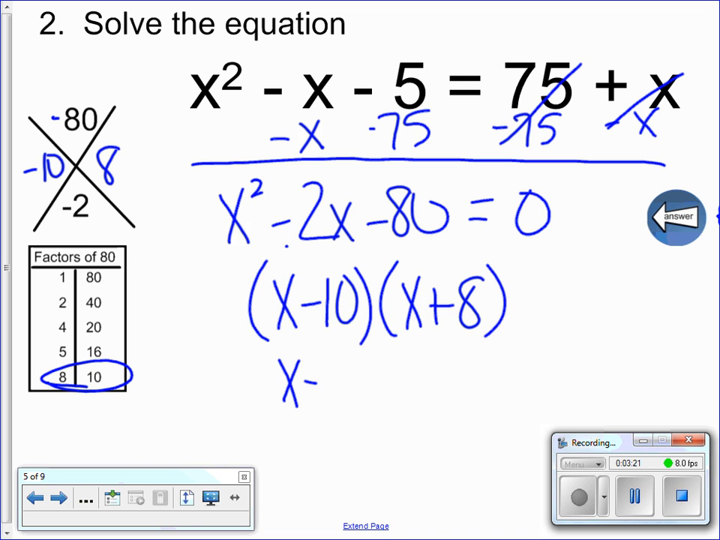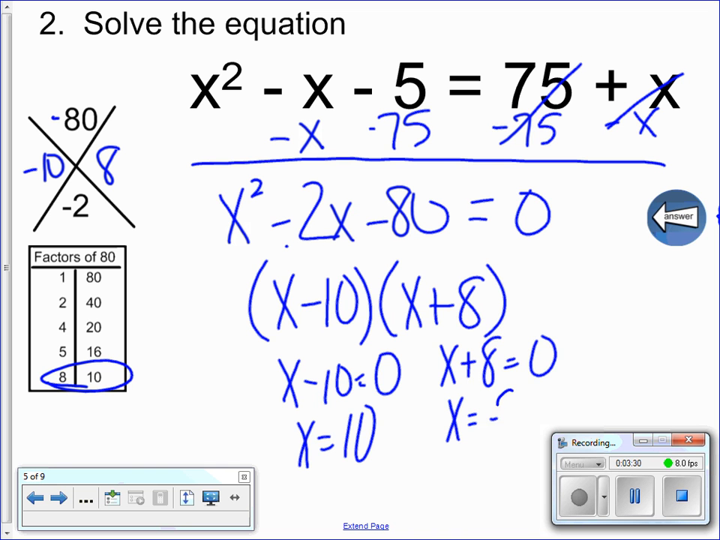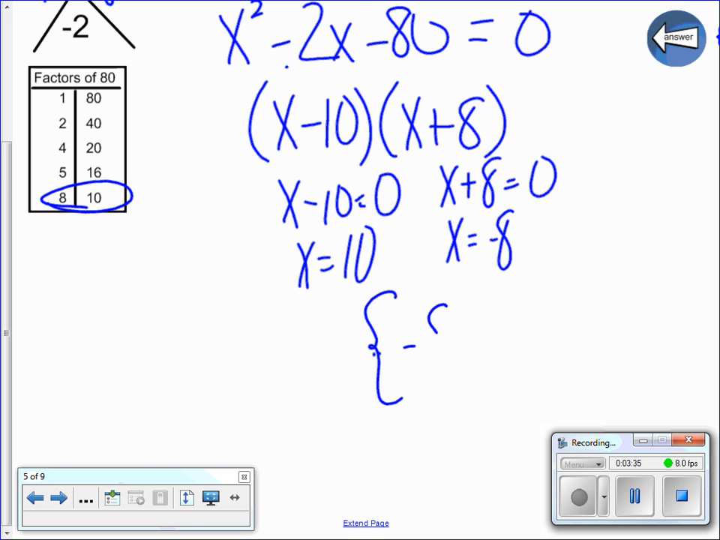x minus 10 equals 0, so x equals 10. x plus 8 equals 0, so x is equal to negative 8. So my solution is negative 8, 10.